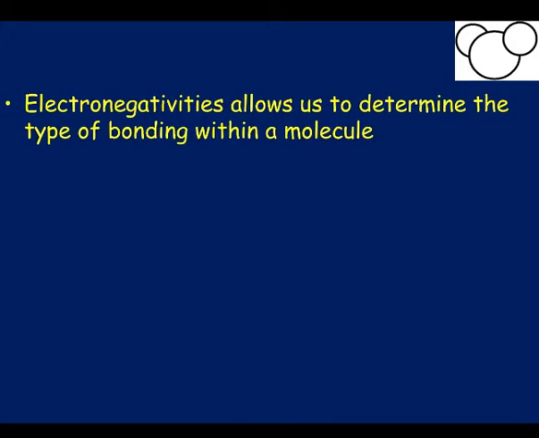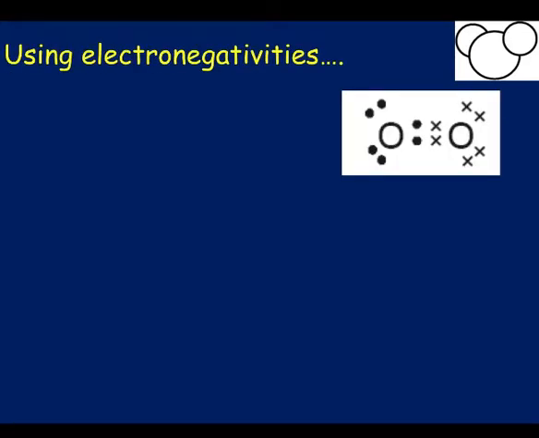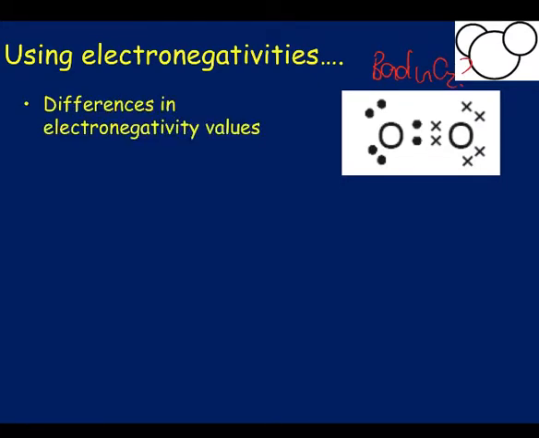So the numbers allow us to determine the type of bonding within a molecule. So if we look at oxygen now, how do we use it? So we're trying to find out what type of bond is in oxygen. How do we do it? So we look at the electronegativity values. And if you look at the value of oxygen, it is 3.5. So I have my elements in my bond are an O and an O. So each O is going to be worth 3.5. So 3.5 take away 3.5, it gives me a value of 0.